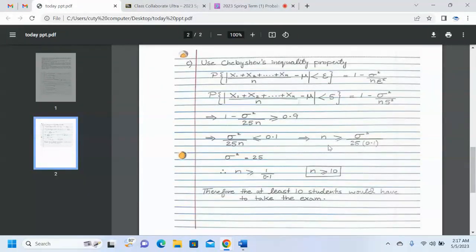And then after putting in the values, we will get sigma squared over 25 times 0.1. Solving this, we will get that n is greater than or equal to 1 over 0.1. So n is greater than or equal to 10. Therefore, at least 10 students would have to take the exam.